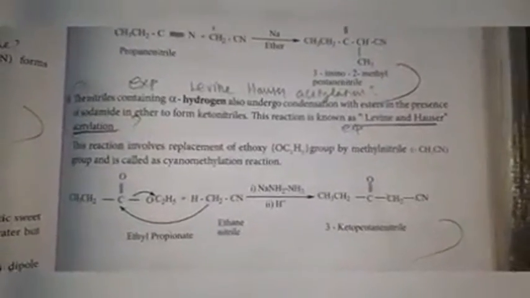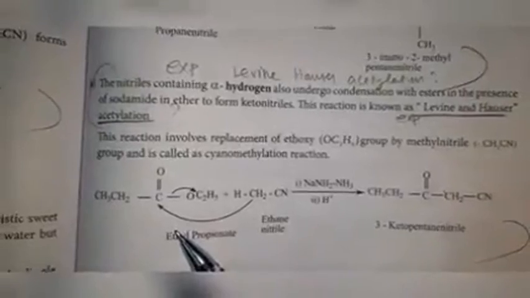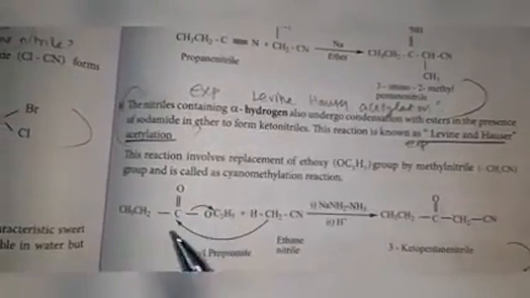Next reaction, Levine-Hauser acetylation. Acetylation means addition of an acetyl group. So the nitrile containing alpha hydrogen also undergoes condensation. Here also condensation takes place with the ester. So here alkyl cyanide is reacted with ester. Ester means, as you already know, the RCOOR structure containing compound is called an ester, or COOR.